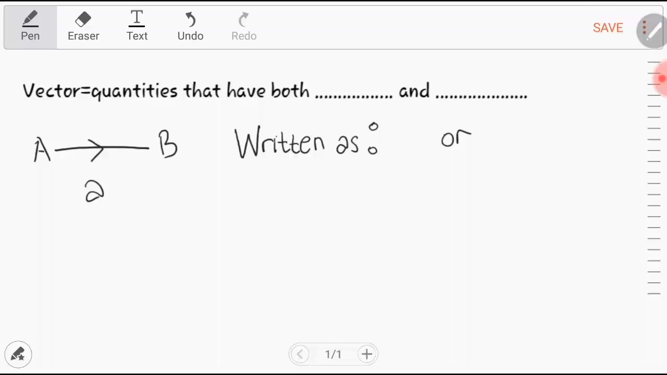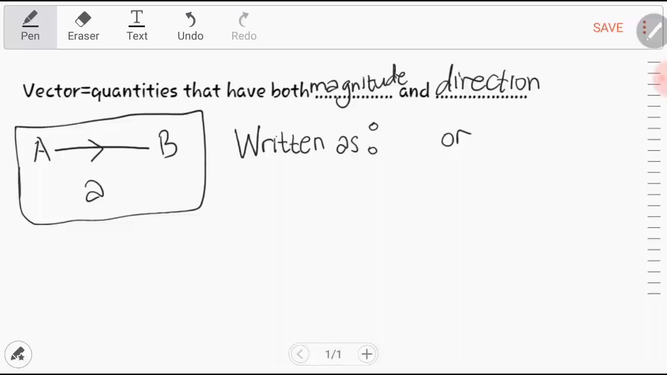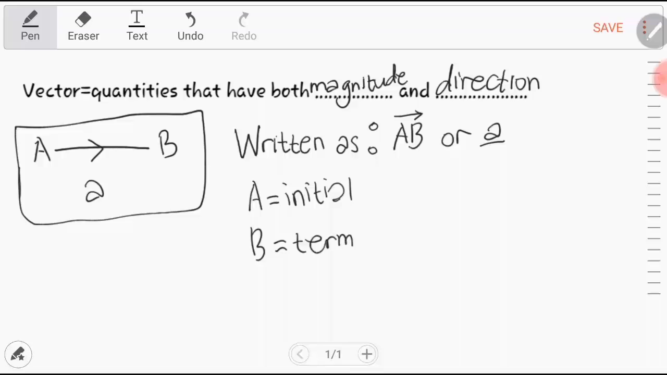What is a vector? A vector is a quantity that has both magnitude and also direction. A vector can be represented by a directed line segment, and it can be written like this, or you may also write it like this. So there are two ways of writing it. Now, A is the initial point, while B is the terminal point of this vector.